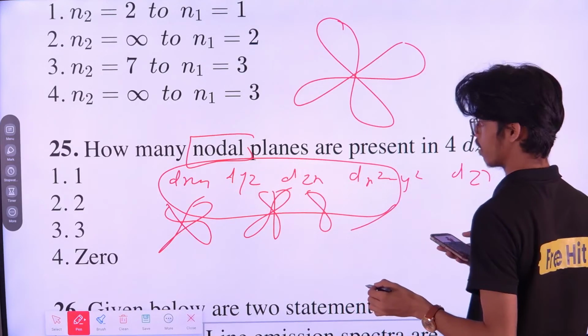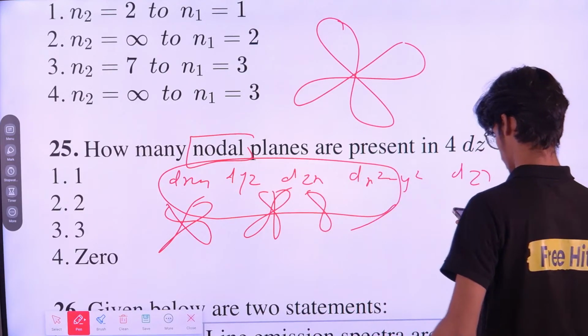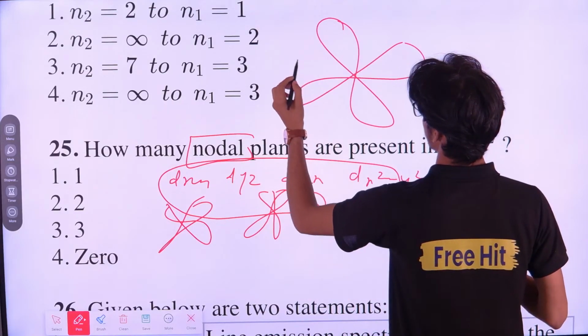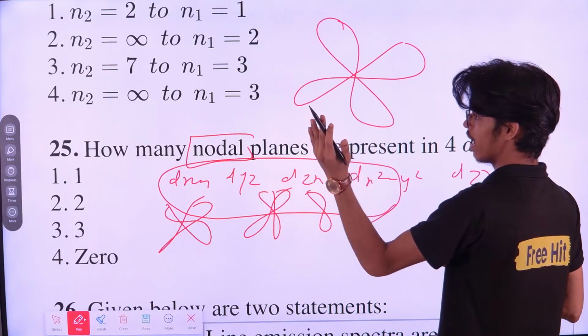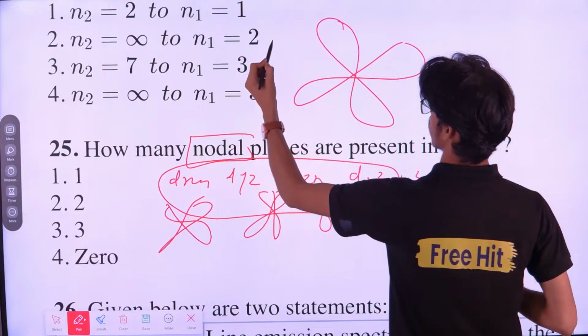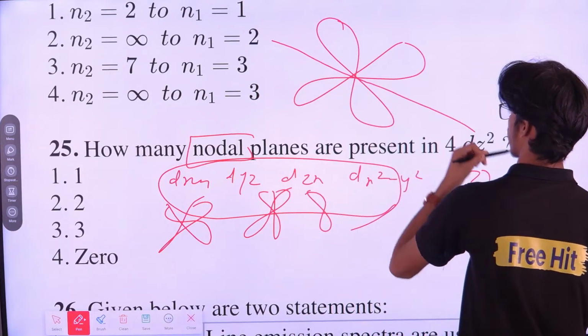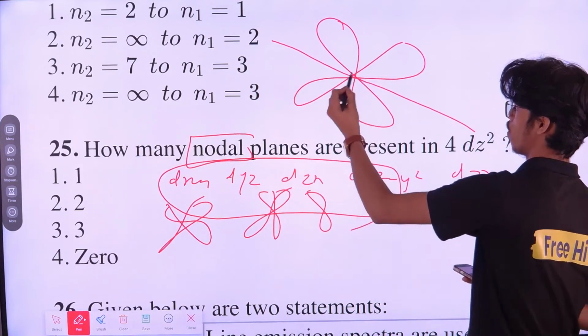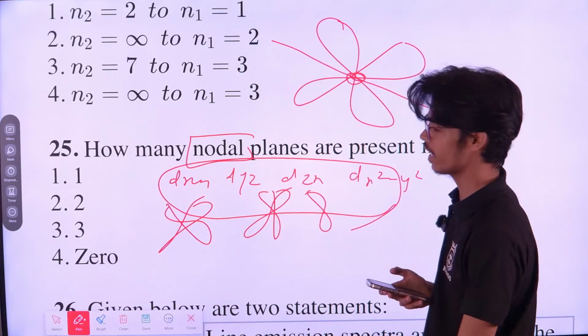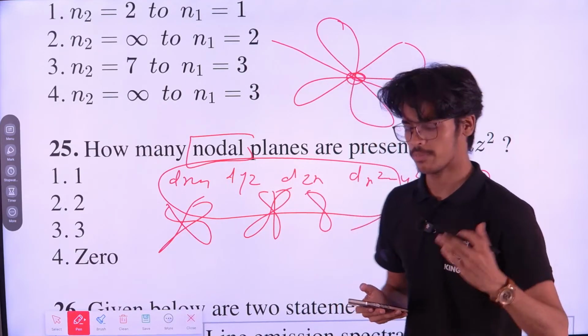25 option number 3, I am getting still. Okay, you guys are wrong in this question. See, nodal planes are what? A plane where a node can be formed. So if you draw a node like this, there is a point where there can be 0 probability, right? That's how you find a nodal plane.